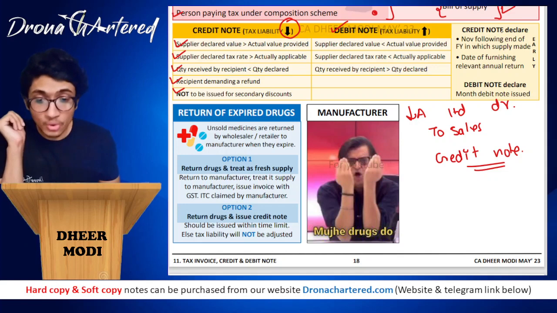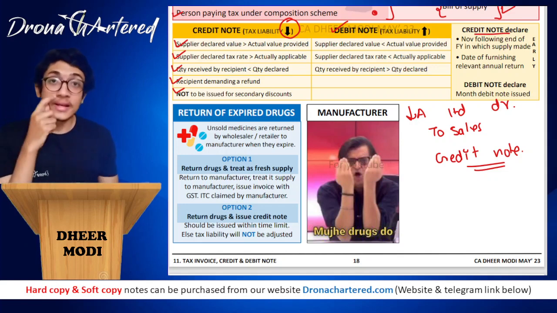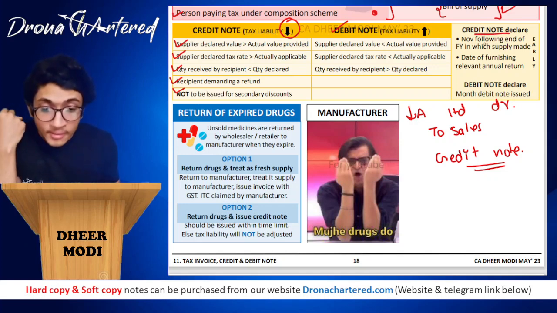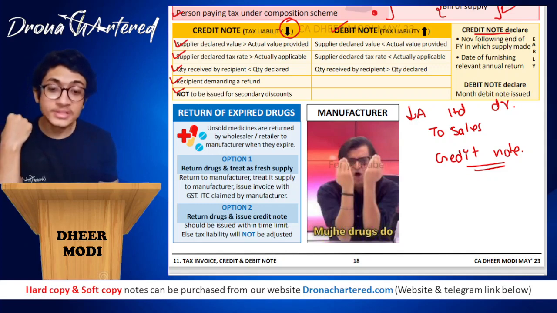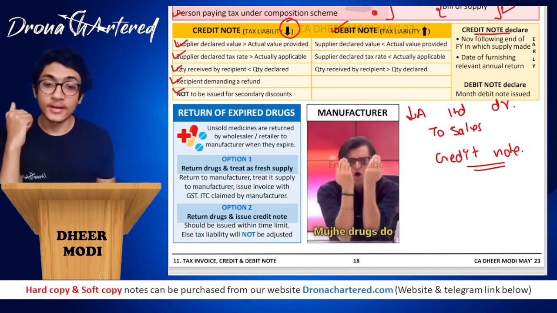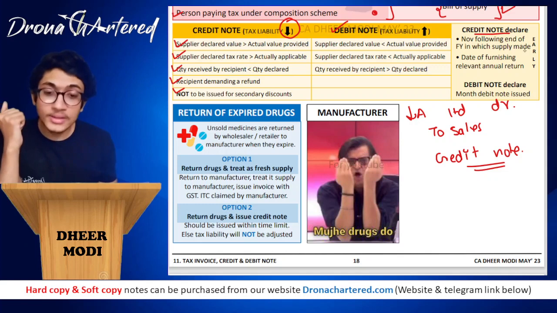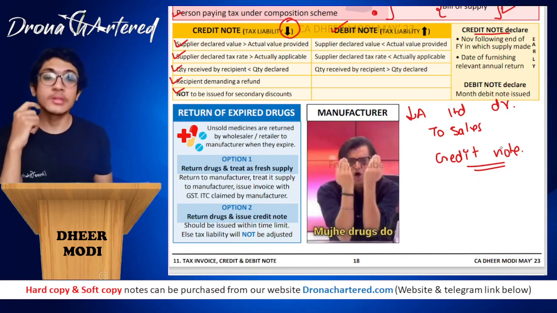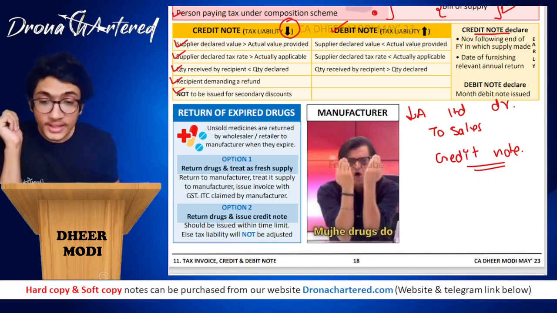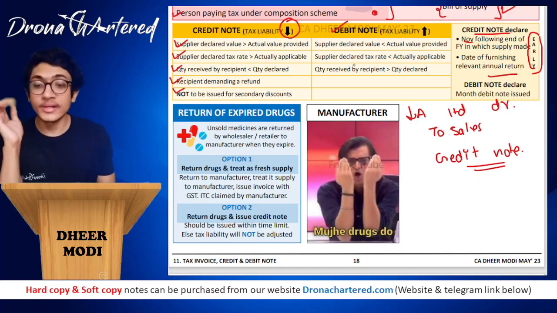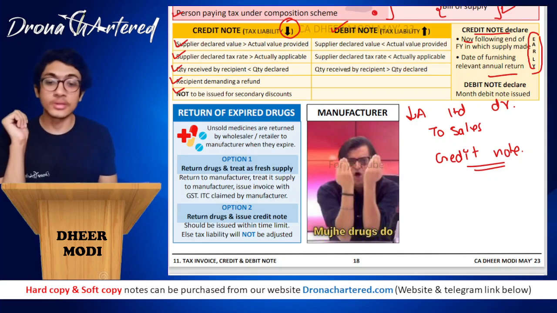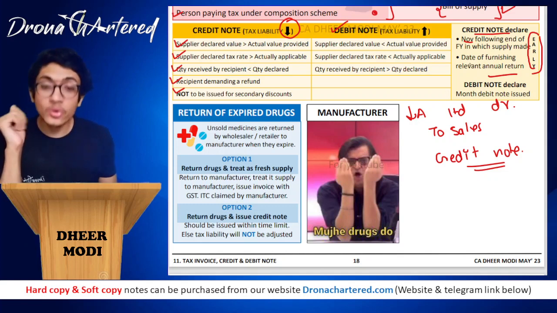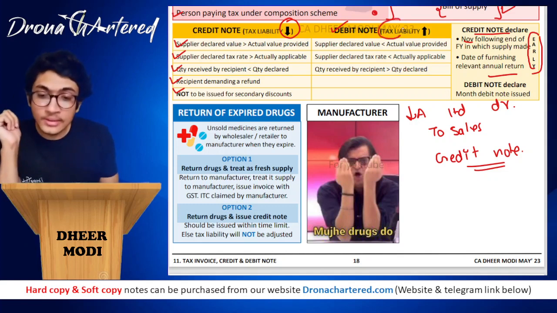Okay. Any credit notes have to be declared by when? November following the end of the financial year in which the supply was made, or on the date of furnishing relevant annual return, whichever is earlier. So basically, November or when annual return is furnished, whichever is earlier, that is for credit note because their tax liability reduces. Now, of course, your debit note will not have any because this increases your tax liability.